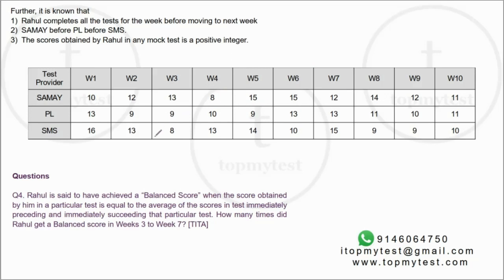Okay, let's try question number 4. Question number 4 says Rahul is said to have achieved a balanced score when the score obtained by him in a particular test is equal to the average of the scores in the test immediately preceding and immediately succeeding that particular test. How many times did he get a balanced score in week 3 to 7? So from week 3 to 7.